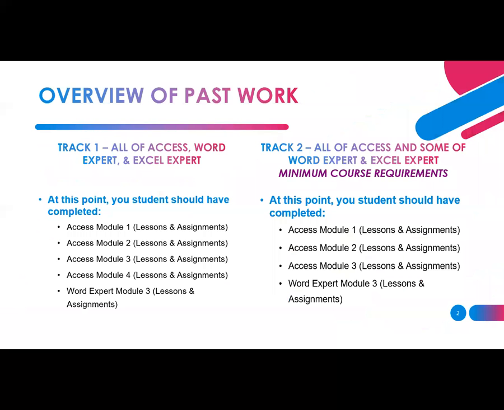So if you're in track 1 and your goal is to complete all of Access, Word Expert, and Excel Expert, at this point you should have already completed Access modules 1 through 4, as well as Word Expert module 3. All those lessons and assignments should be done at this point if you're trying to stay on track with the calendar I gave you back in March. If you're on track 2, and that's completing the minimum course requirements to get a passing grade in this course and complete with a good faith effort, at this point you should have completed Access modules 1 through 3 and Word Expert module 3, all those lessons and assignments.